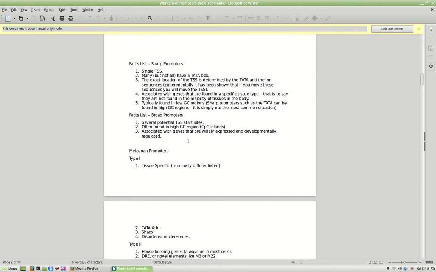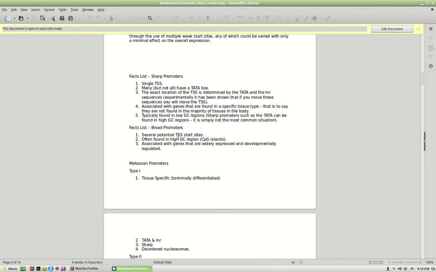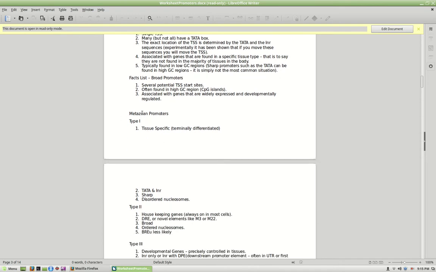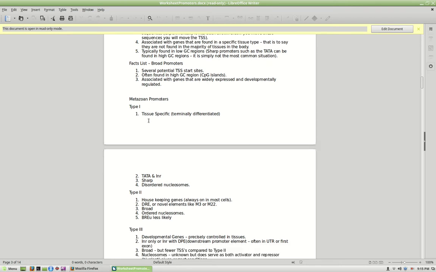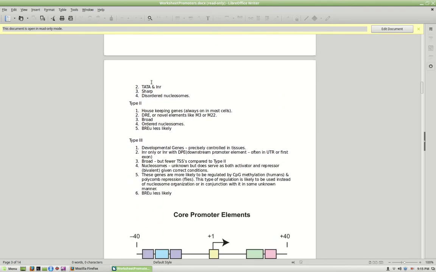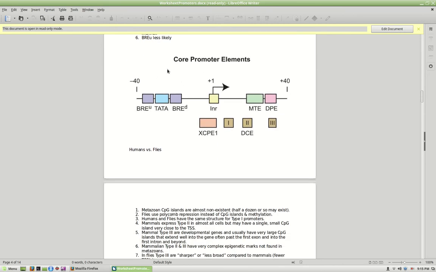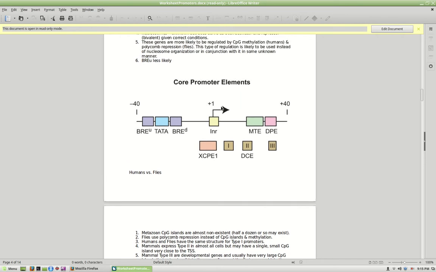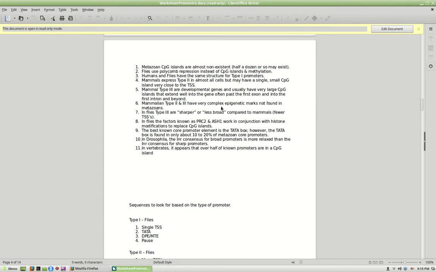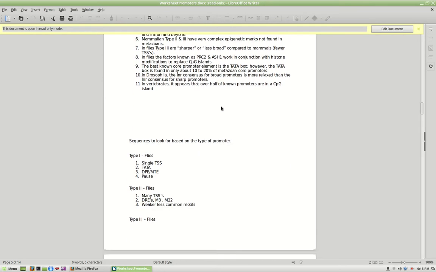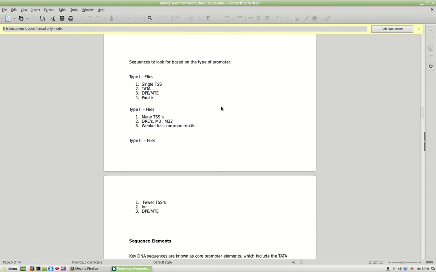We haven't talked about that, but the idea is that a gene doesn't have to start in one particular place. We used to think that they were all sharp. We now realize there are broad promoters. Metazoans are flies. All right, that's essentially what we're talking about here. And I've given you quite a bit of information about flies here. A core promoter for a fly is a little different, so read about these. You don't necessarily have to do them. What you're going to have to do is find the sequences that are associated with each of these.